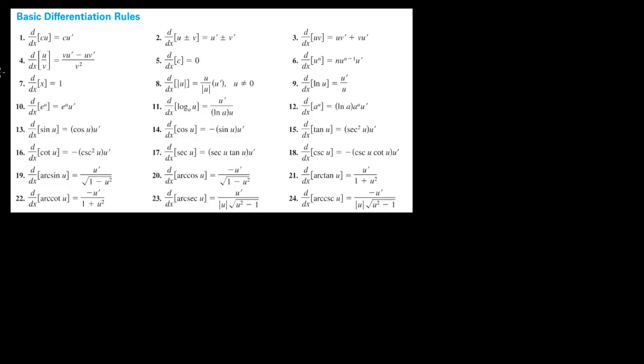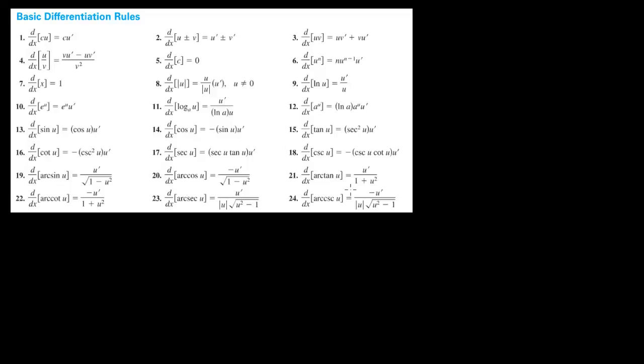Alright guys, so I want to do a tutorial about the basic differentiation rules we've covered so far in the course. So here you see a list of the ones we're going to cover in Chapter 3. We have about 24 different ones here that we'll more or less have to commit to memory. Now a lot of these are very trivial.